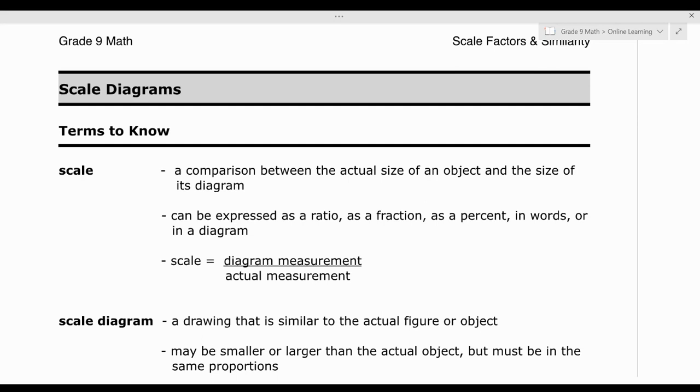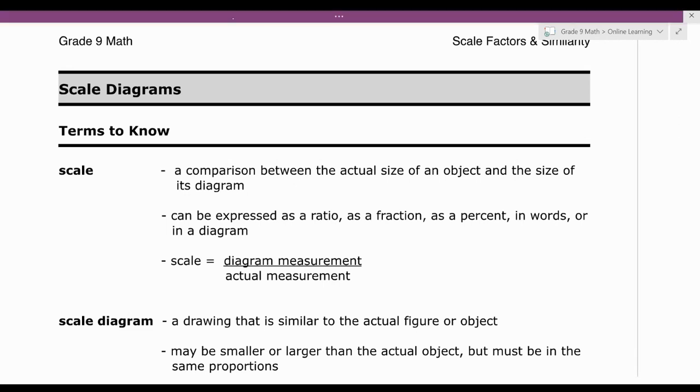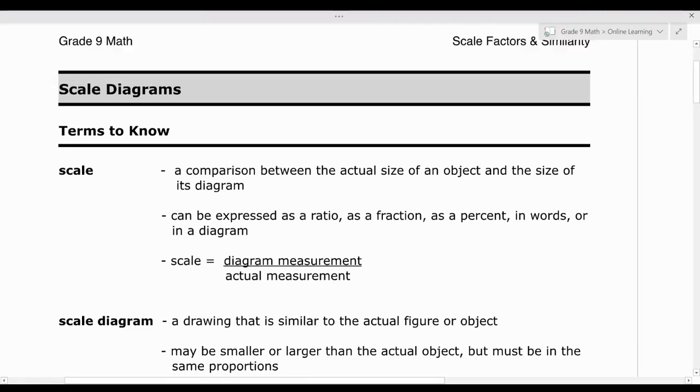So we're looking at scale diagrams. A couple things when you're talking about scale, we're looking at a comparison between the actual size of something and then the size of a diagram that you might have on a piece of paper in front of you. Couple ways you can express this. You could have a ratio. So a ratio would look like maybe 1 to 2.